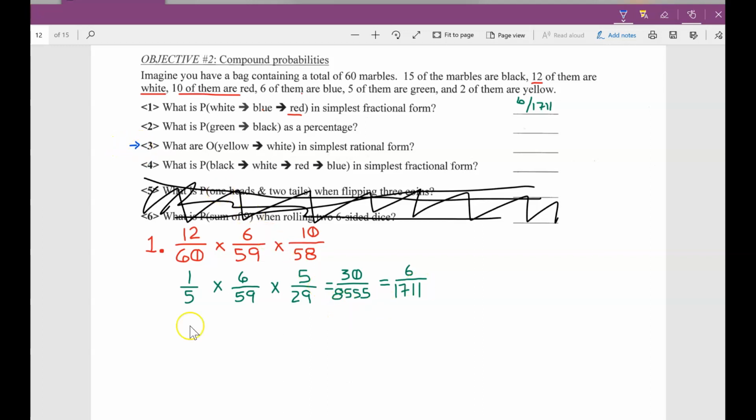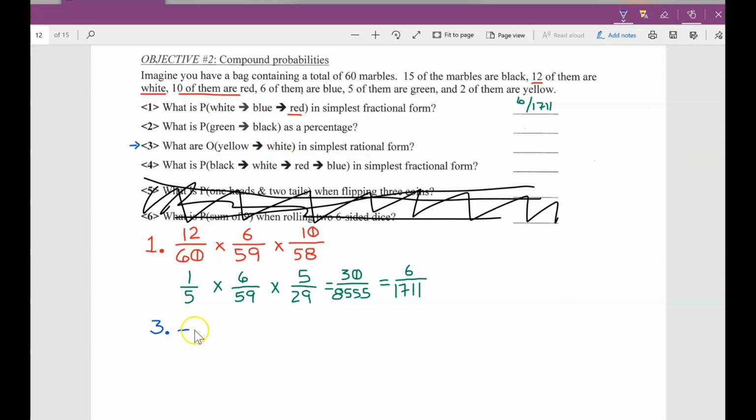All right, let's jump to number 3 as our final example of the day. So this time we want to do odds, but our initial process is going to be the same. We're going to find each individual probability, multiply, simplify, and then we're going to take one more step after that and turn our final fraction into an odds ratio. So what are the odds of yellow and then white? And remember, this is without replacement. We're not putting it back in.